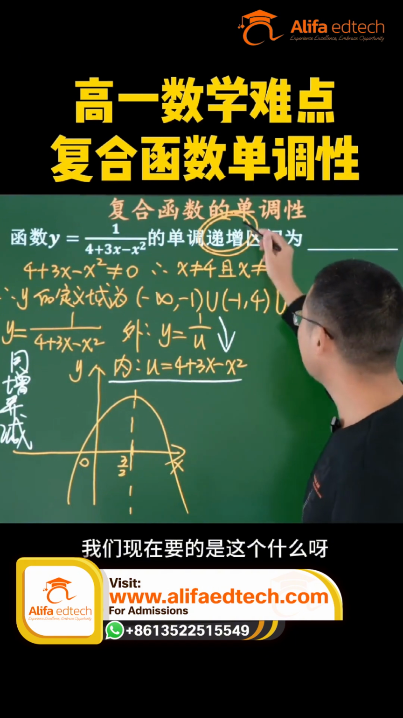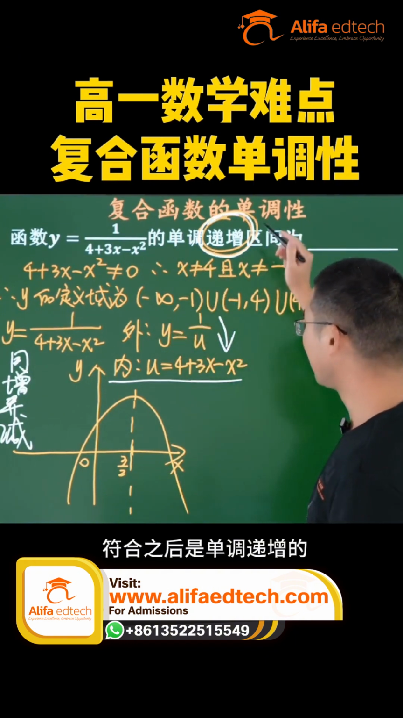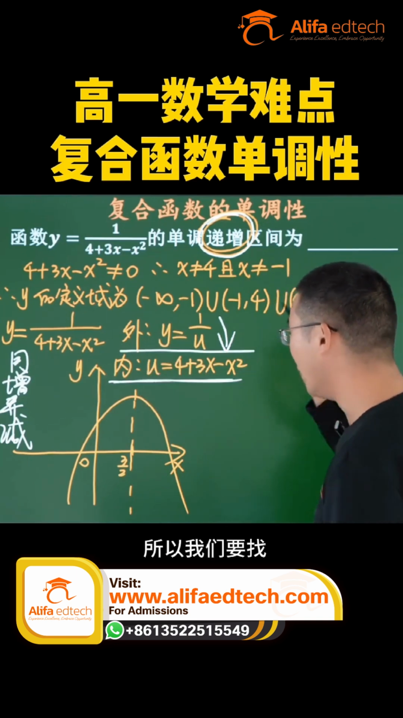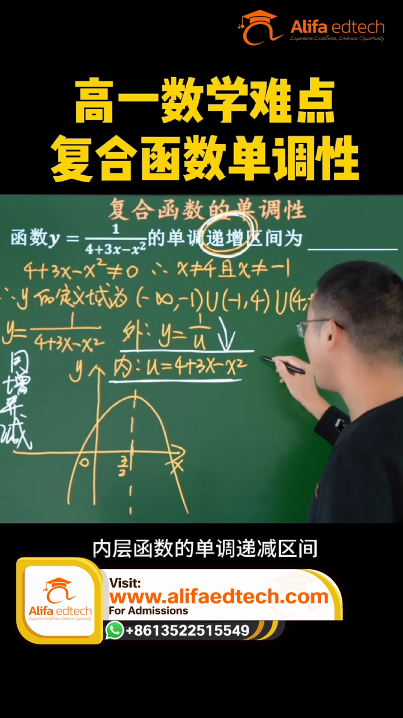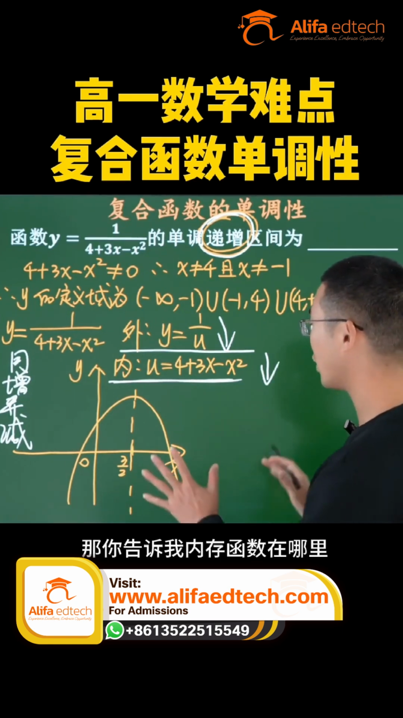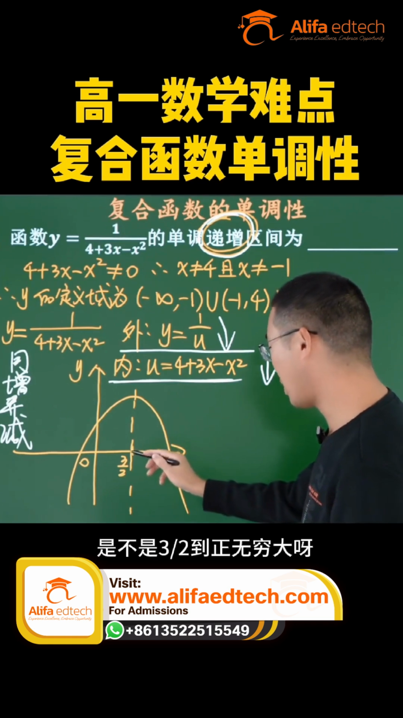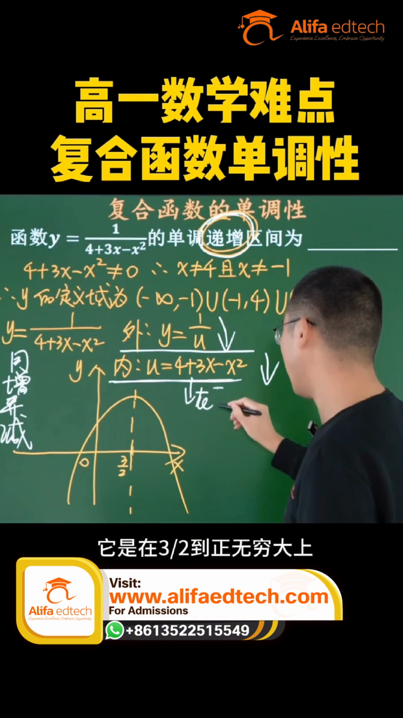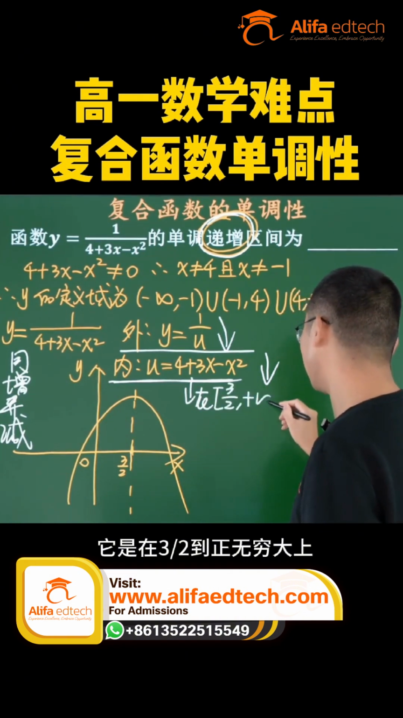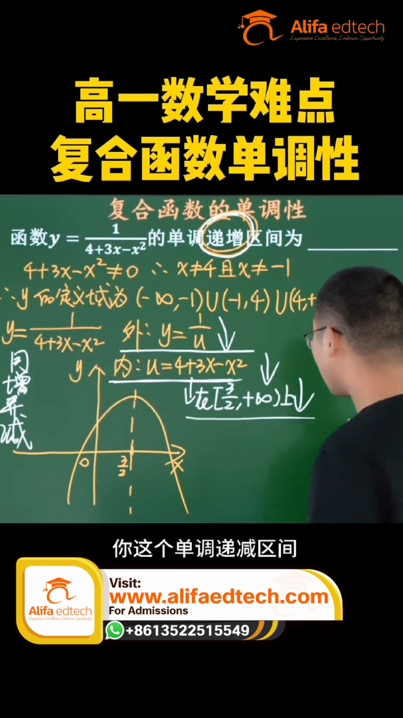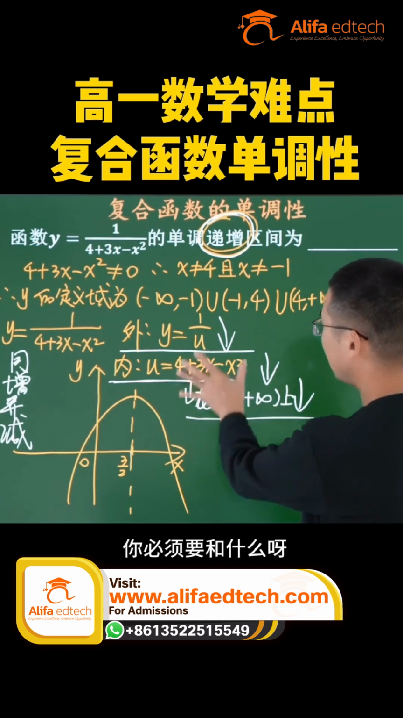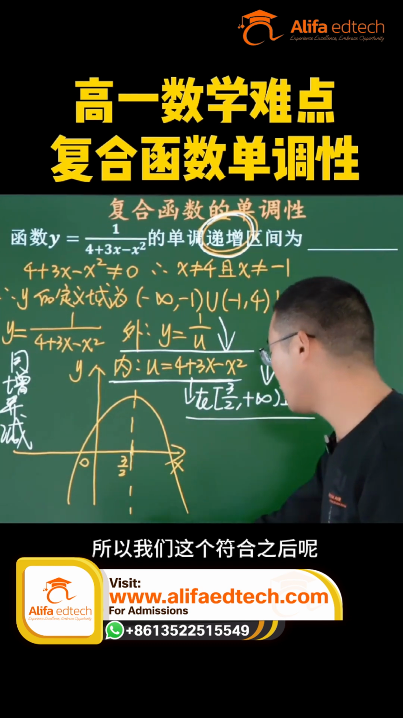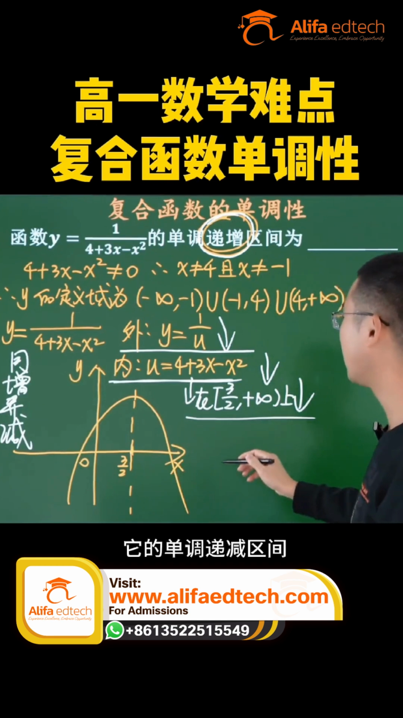So what do we need now? We need the composition to be increasing, but the outer function is decreasing. So we need to find where the inner function is decreasing. Where is the inner function decreasing? Isn't it from 3/2 to positive infinity? So the inner function is monotonically decreasing from 3/2 to positive infinity. This interval must intersect with the domain. You can't exceed its domain. So after composition, it's the monotonically increasing interval.